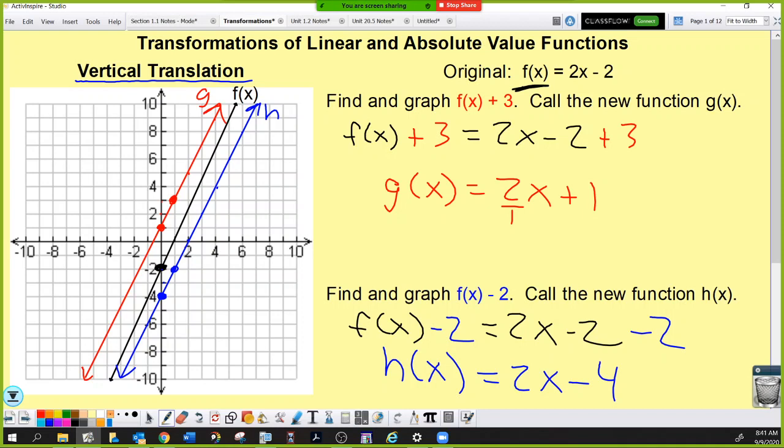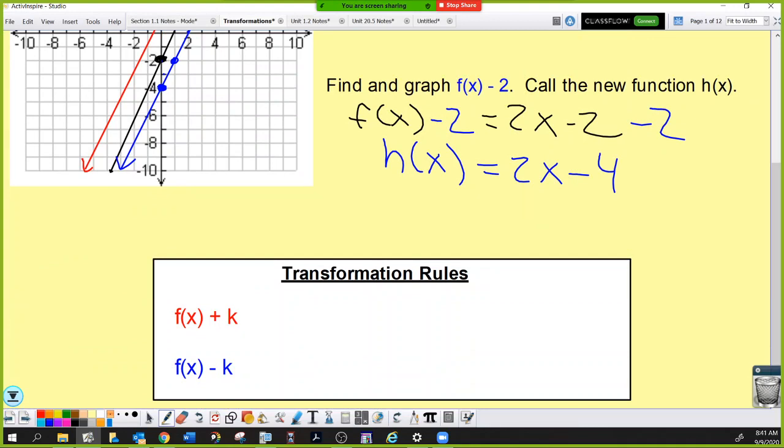Would you like to ask me anything about what you see here before I give you the general rules? Because the general rules are all letters in function notation form. No? Okay. Shifting up and down is pretty much the one that everybody gets. So what is the general rule?